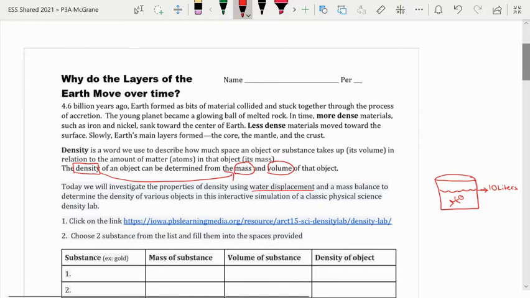Cole, this one's for you. What's going to happen to the level of the water once you put Mrs. McGrain in? It's going to rise. Yeah, there's no trick question here. It's going to rise up. You're going to have a new level of water. Let's imagine that this level of water is now 14 liters. So I went from 10 liters up to 14 liters.